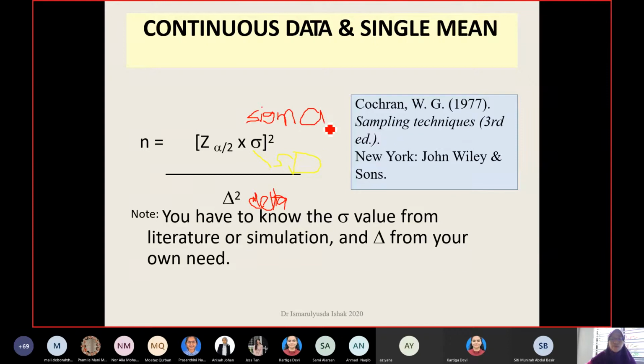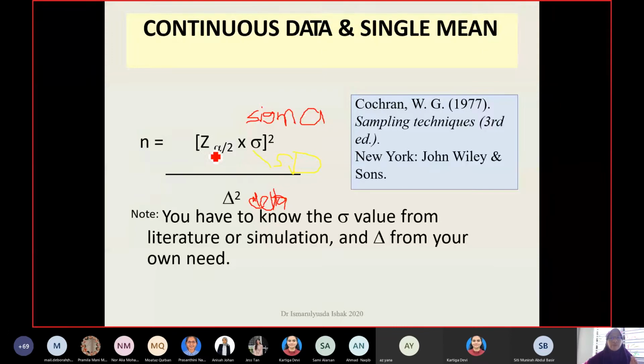So where do you find these values? This is for when you want to study just continuous data with a single mean. For example, I want to study hemoglobin levels among females in Malaysia. So it's very broad. You don't want to compare male and female. I just want to know about females in Malaysia. So the first one is your Z value.